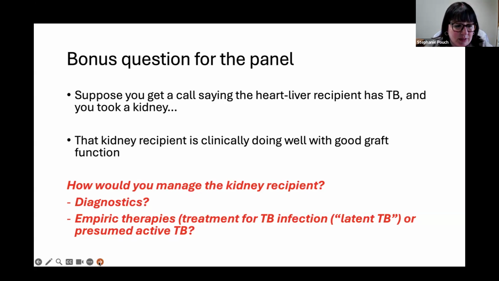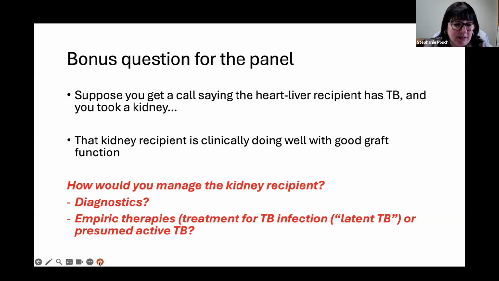Certainly diagnostics would be something to consider pursuing, whether it be, in this case, urine AFB cultures. But particularly when I'm envisioning donor-derived TB in a non-lung recipient, oftentimes these patients present with disseminated disease. So limiting my evaluation to pulmonary evaluation may be limited. So really taking a thorough clinical evaluation of that patient to figure out what my next steps might be.